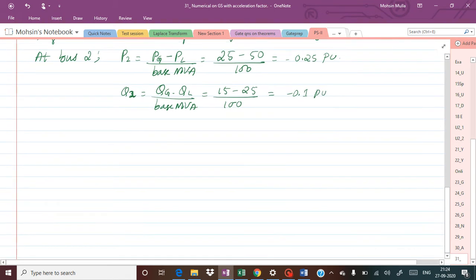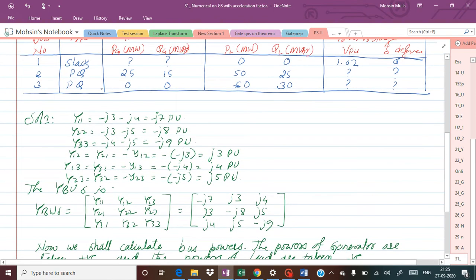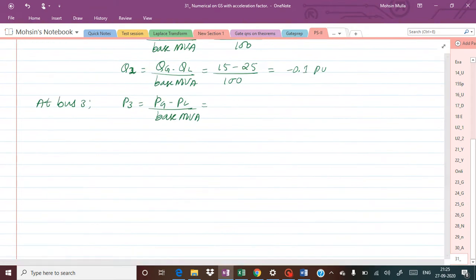Similarly we can calculate at bus 3. At bus 3, P3 is again Pg minus PL divided by base MVA. What is Pg here at bus 3? Pg is 0 and PL is 60. So 0 minus 60 divided by 100 is going to be minus 0.6.